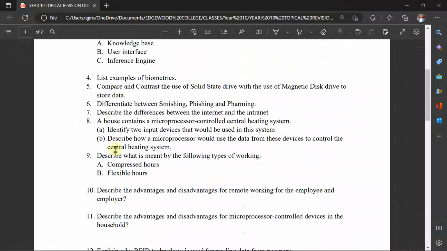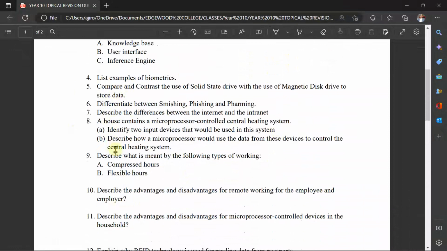A house contains a microprocessor controlled central heating system. Identify two input devices that will be used in the system. So what are the two input devices that will be used in this system? Let's look at it. We have the touch screen, we have the temperature sensor, we have the remote control. It's either a remote control or a smartphone or a tablet acting as a remote control. And that is that.